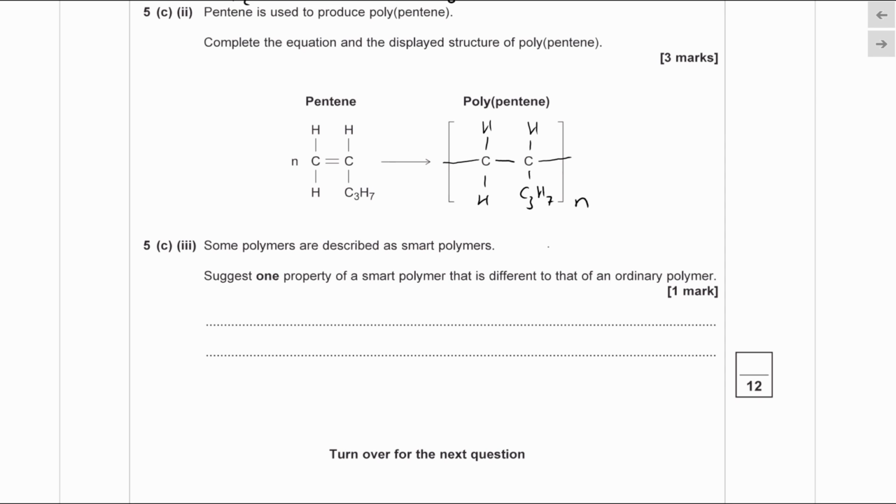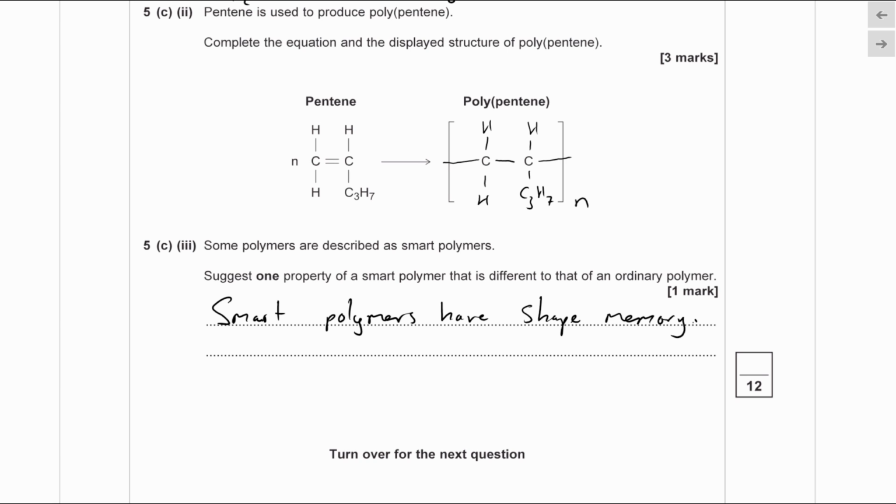All right, some polymers are described as smart polymers. Suggest one property of a smart polymer that is different from that of an ordinary polymer. All right, now what smart polymers can do is that they can return to their original shape when something happens, okay? So we call that shape memory. And for 1 mark, all we need to say is that, I'll write it out fully, that smart polymers have shape memory.